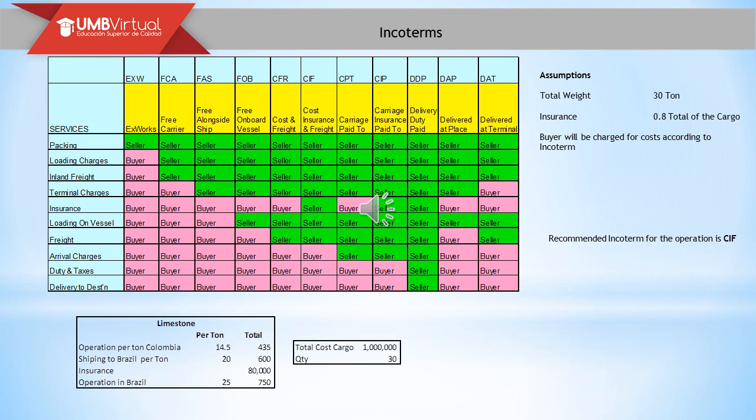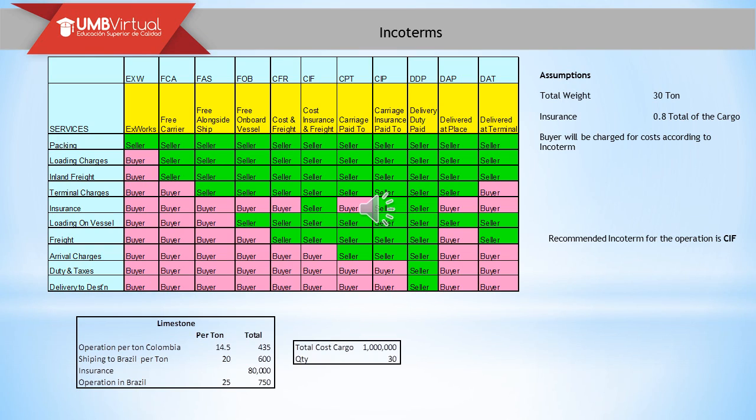The first assumption is the total weight. I'm going to take 30 tons because in the exercise it looks like 30,000 tons. It is a lot, because if the shipment to Brazil is $20 per ton and you multiply by 30,000, that's way over 1 million, which is the total cost of the cargo. That's why I'm going to assume that it's a kind of mistake in the exercise, and I'm going to take just 30 tons for everything.